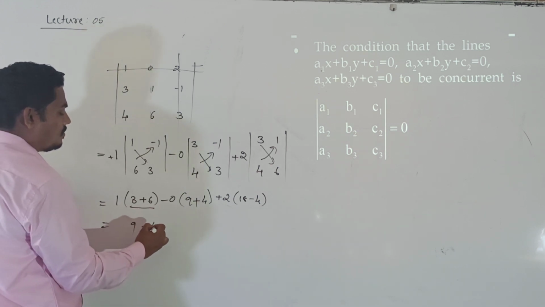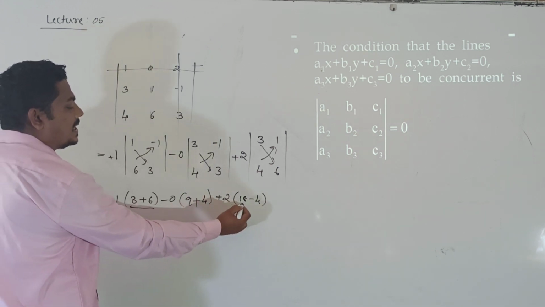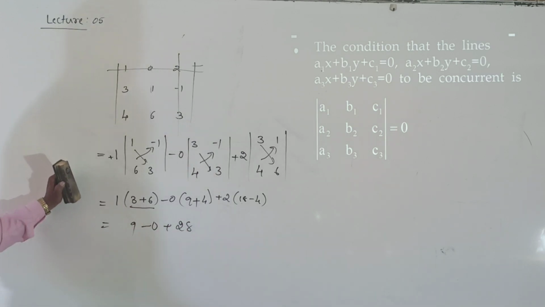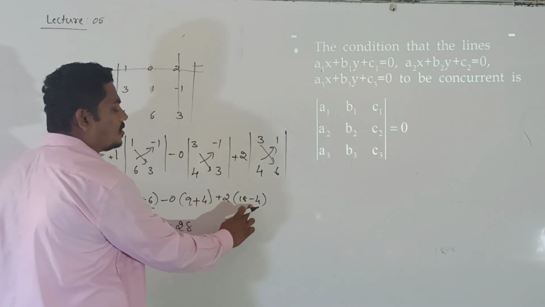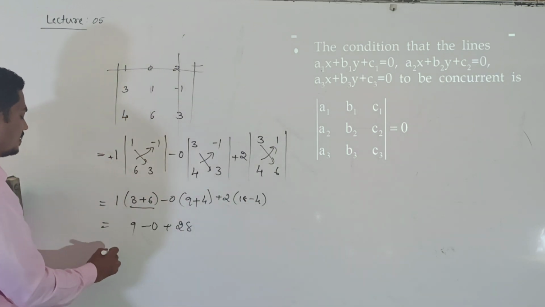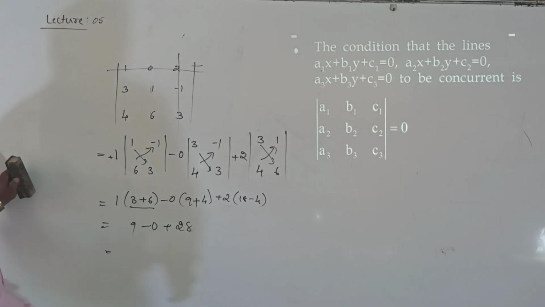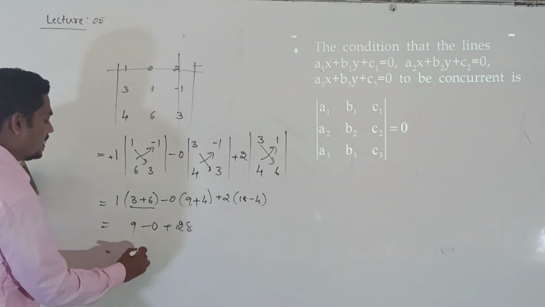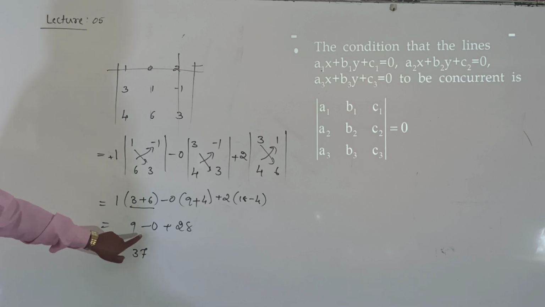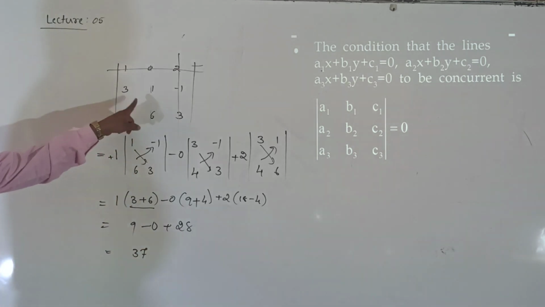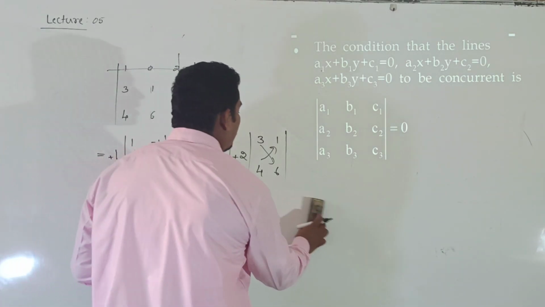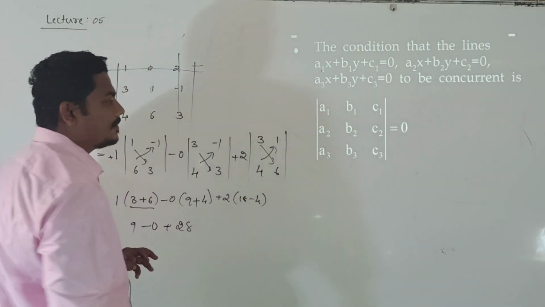9 minus 0 plus 18 minus 4, which is 14. 14 into 2 is 28, right? Then 9 plus 28 is 37. Its determinant value is 37. I will explain one more problem on how to evaluate a 3 by 3.